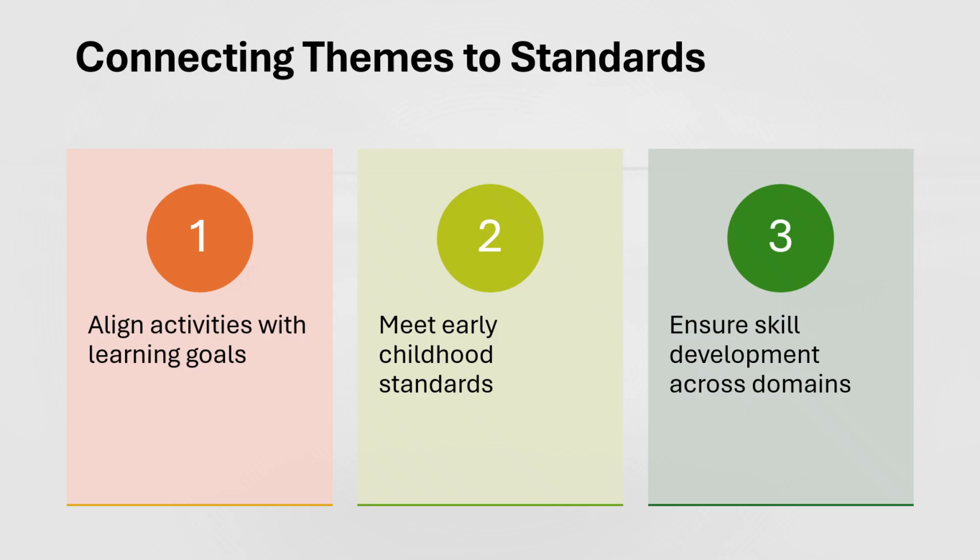It is important to connect themes to curriculum standards. Align all activities with learning objectives to ensure children are developing targeted skills. Check the Kentucky Early Childhood Standards to ensure compliance and intentionality. Mapping activities to standards ensures cognitive, social emotional, language, and physical development are addressed.